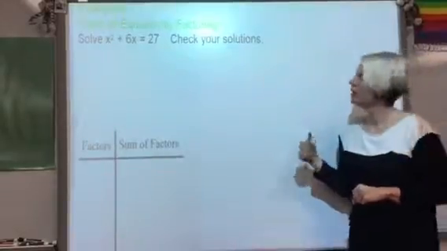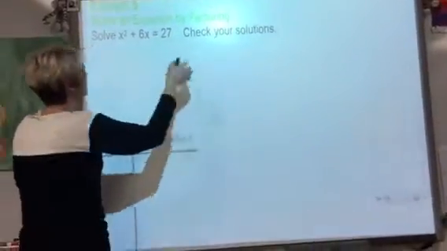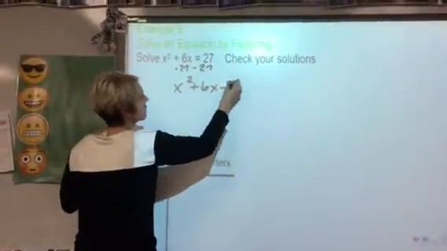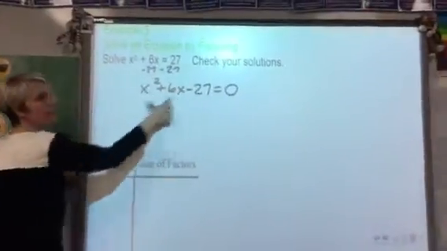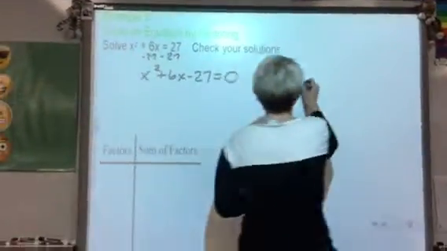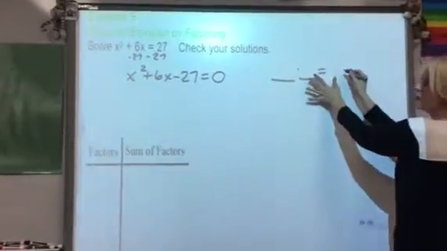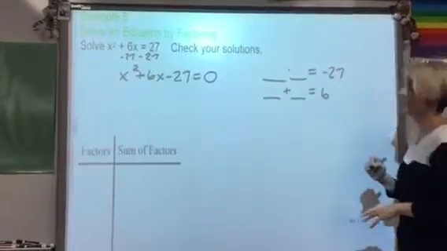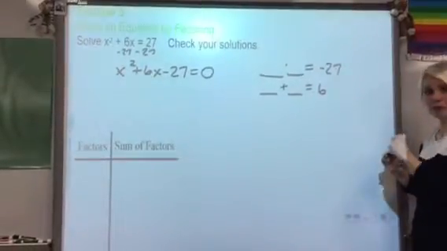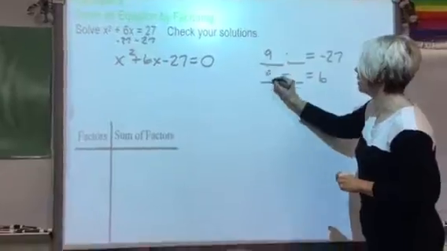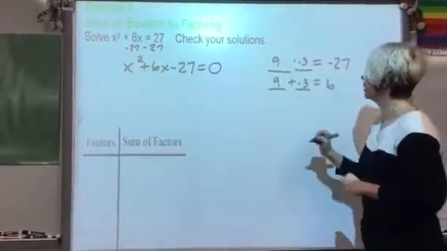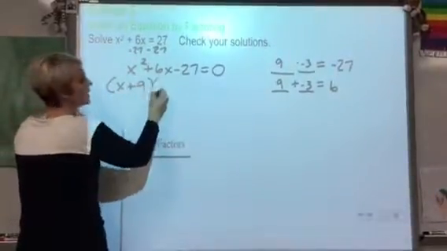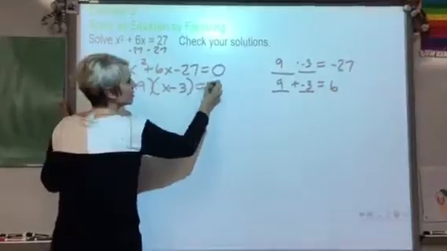Now, what can we do to solve? The first thing we're going to do is set it equal to 0. So I subtract 27. And now I have x squared plus 6x minus 27 equals 0. I'm now going to factor. So I'm looking for two numbers that when multiplied together give me negative 27, but when added together give me a positive 6. So that is going to be 9 and 3, and my 9 is going to be positive, my 3 is going to be negative. So in this case, I'm going to write it out like this. I have x plus 9 times x minus 3 equals 0.